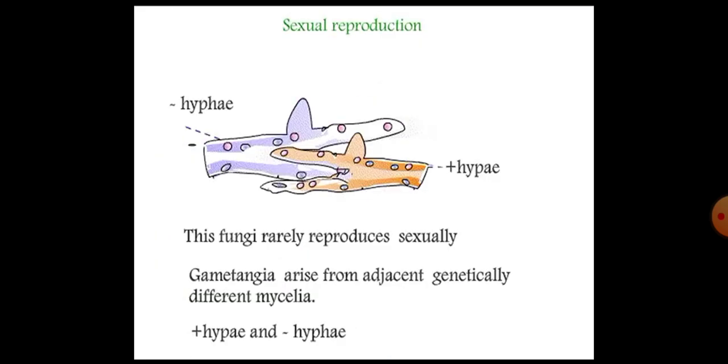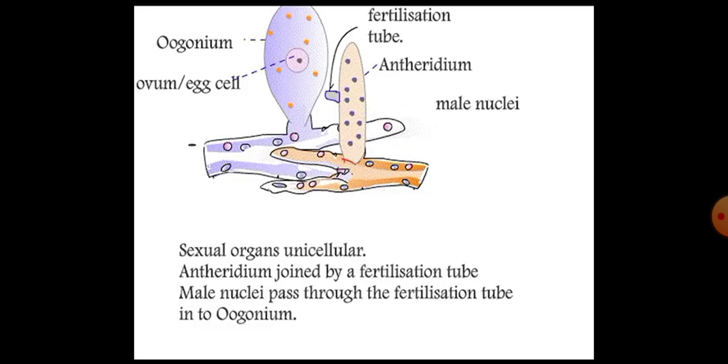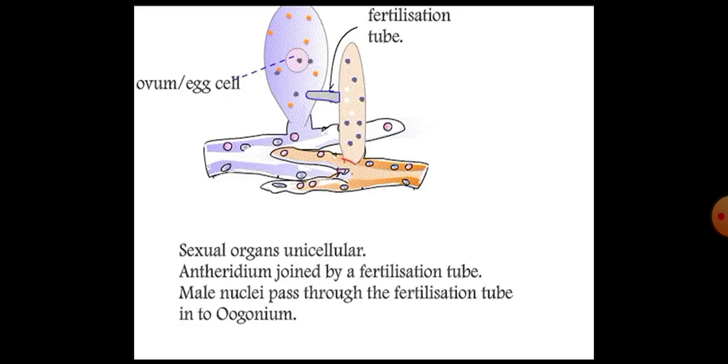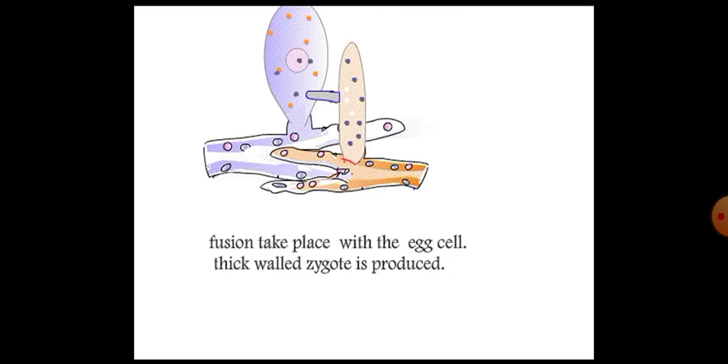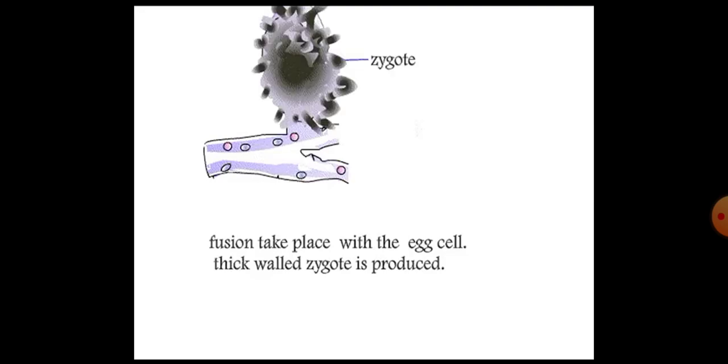Now about sexual reproduction, as you can see in this figure in this slide, male and female gametangia are produced, the antheridium and oogonium. Antheridium contains male nuclei, oogonium contains female. A fertilization tube develops, due to which flow of cytoplasmic contents of antheridium into oogonium occurs. Then the fusion of male and female nuclei occurs, resulting in the formation of a zygote, which is diploid. Now this diploid nucleus then grows into a zygote and an oospore.